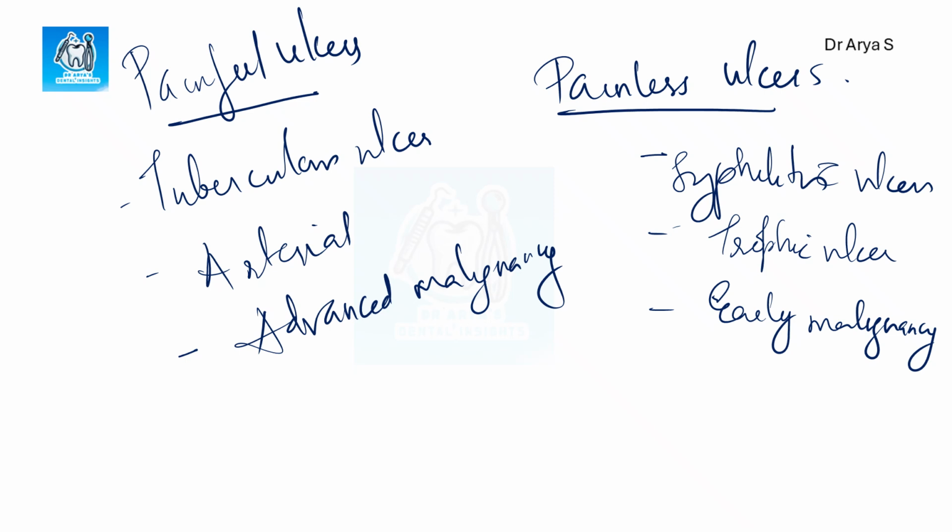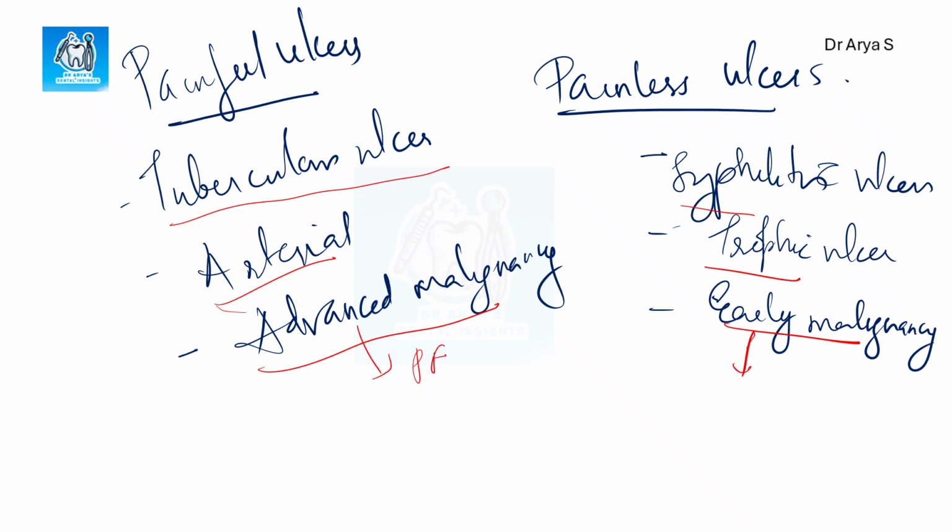So which are the painful ulcers? Tuberculous ulcer, arterial ulcer and advanced malignancy. And painless ulcers are syphilitic ulcer, trophic ulcer and early malignancy. So advanced malignancy is considered to be painful and early malignancy is considered to be painless. Okay, remember this. Tuberculous ulcer is also painful and also arterial ulcer. But painless ulcers are trophic ulcer, early malignancy and syphilitic ulcer.